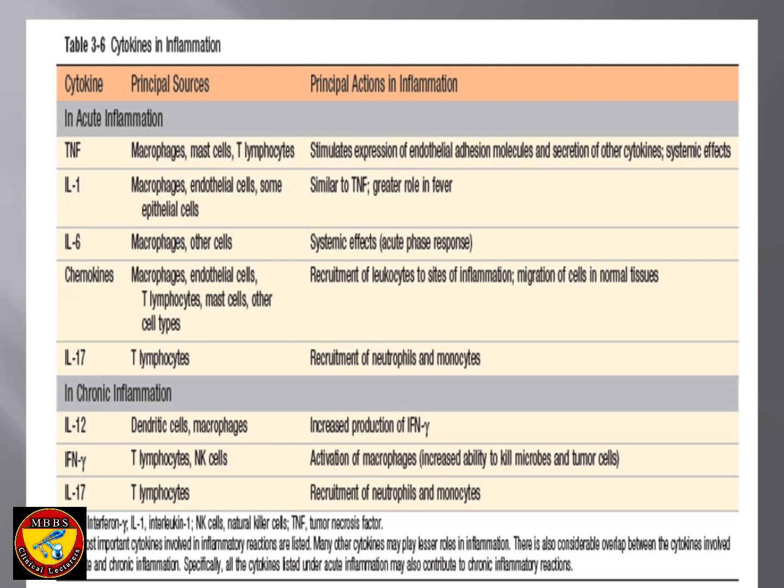Now this table shows you the main cytokines present in acute inflammation and those present in chronic inflammation. For acute inflammation we have TNF, interleukin 1, interleukin 6, chemokines and interleukin 17. While in chronic inflammation we have IFN gamma, that is interferon gamma, interleukin 17, interleukin 12, right? So just remember the cytokines which are involved mostly in acute inflammation and in chronic inflammation, and remember their actions in inflammation, right?